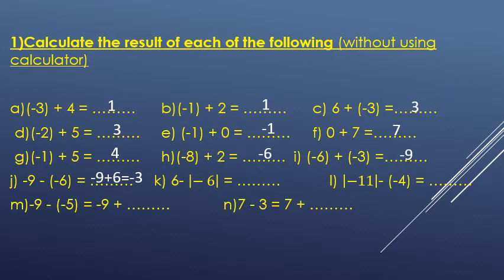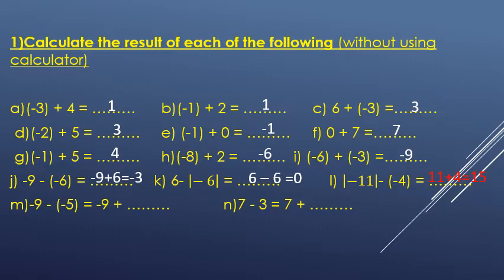6 minus absolute value of negative 6: absolute value of negative 6 equals 6, then 6 minus 6 equals 0. Absolute value of negative 11 minus negative 4: absolute value of negative 11 equals 11, minus negative 4 is positive 4. 11 plus 4 equals 15.